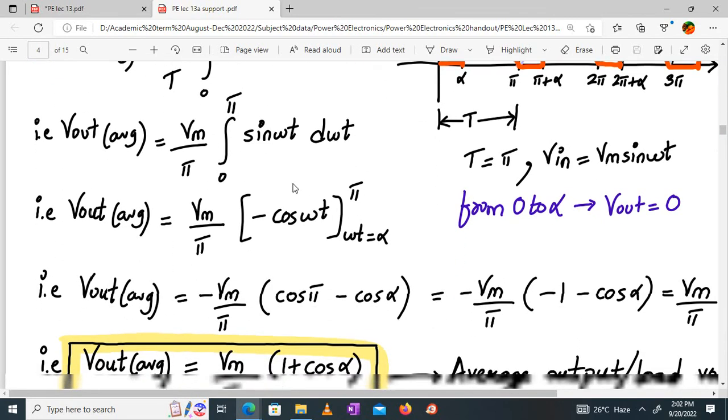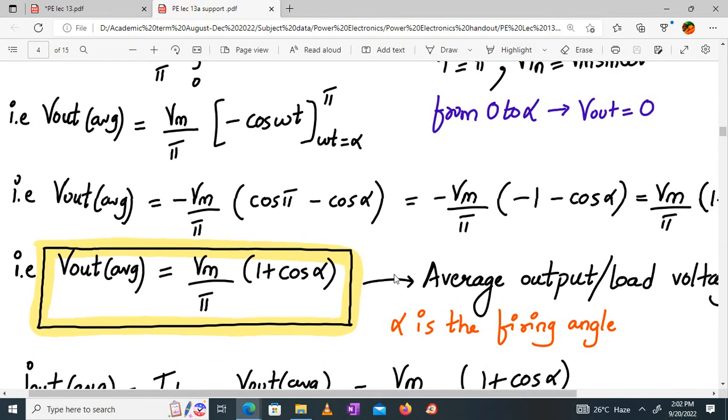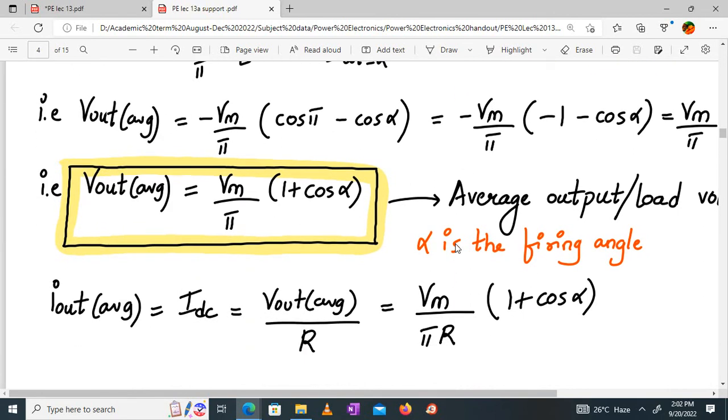Integral of sine is minus cos, and cos pi is actually minus 1. So if you solve this, you will get V out average as Vm upon pi into 1 plus cos alpha. Write it down. V out average is Vm upon pi into 1 plus cos alpha. This will be used in your practicals also. But alpha is the firing angle for semi-converter. What is I out average? V out average upon R. Completed?